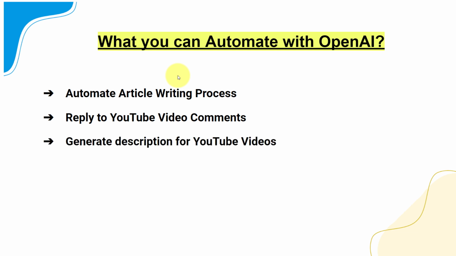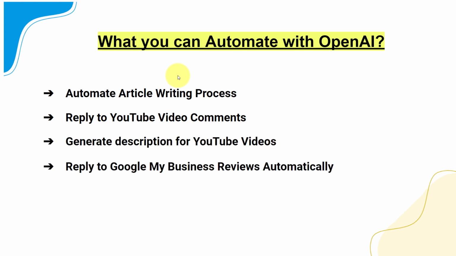Not just the article writing process, you can even start replying to YouTube video comments automatically. You can even start generating descriptions for your YouTube videos automatically. In fact, you can reply to your Google My Business reviews automatically with the help of automation and OpenAI, and a lot more things. So out of these several tasks, I am going to show you the process of automating at least one task. Here we will be discussing how you can entirely automate your article writing process.